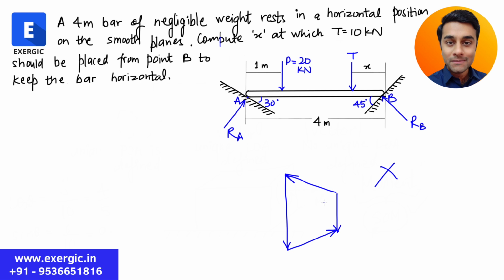We are not finding out the resultant. We are drawing the force polygon for a system at static equilibrium, which should be closed in the same loop, in the same cycle. So this force is moving like this, this force is moving like this, but this force is moving against the cycle. Ideally this force should be in the upward direction, then it will form a loop, a cycle.